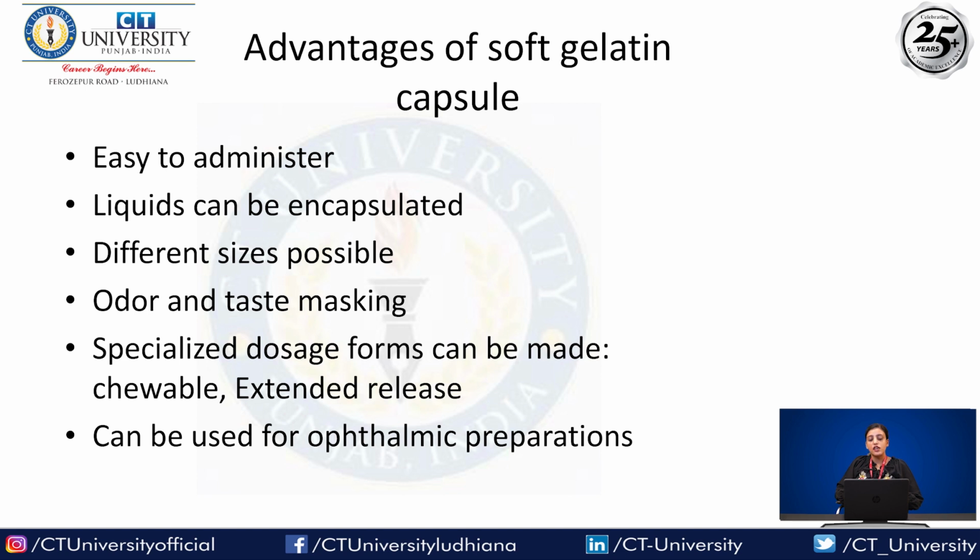The next advantages are that small to large sizes are possible, it is portable, and it is readily available for the drug, hence faster action. It also masks odor and taste. Specialized dosage forms can be made from soft gelatin capsules, such as chewable, extended release, and cap tabs. It can also be used for ophthalmic preparations like applicaps, and for vaginal and rectal suppositories.